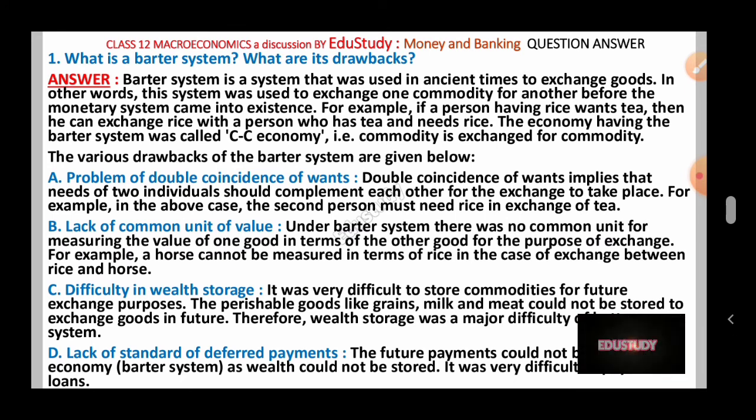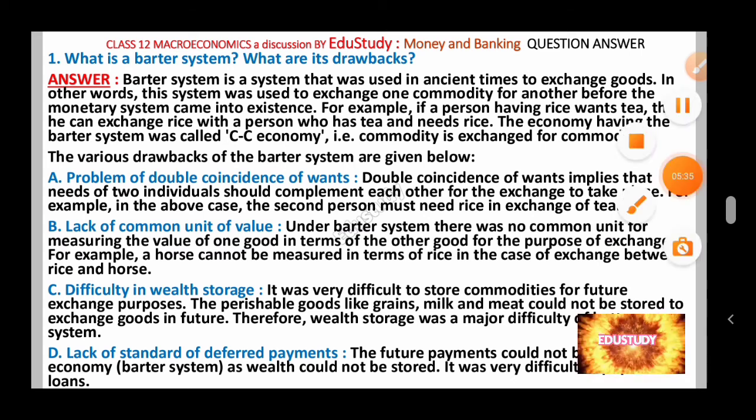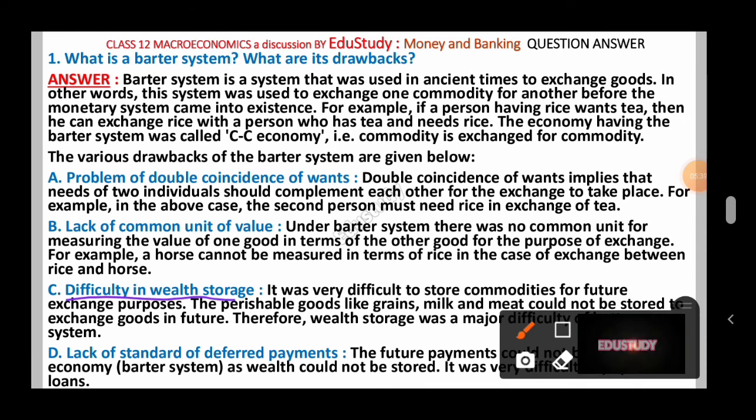That means 1 kg of rice or 1 quintal of rice, that is not equal to the value of the horse. So what will be the unit of value? So that was the problem in case of barter system. And third one is here, difficulty in wealth storage.